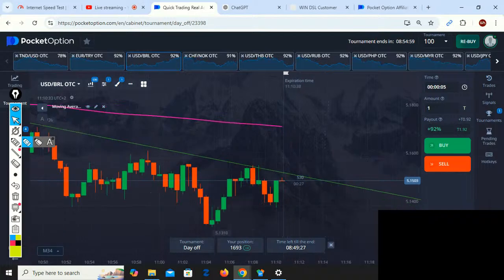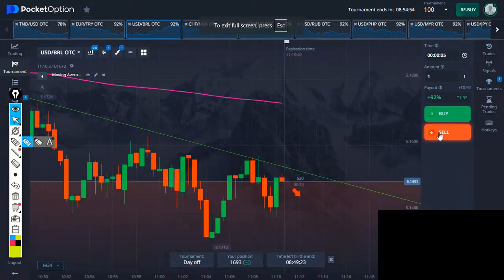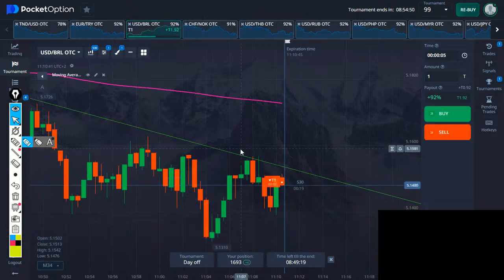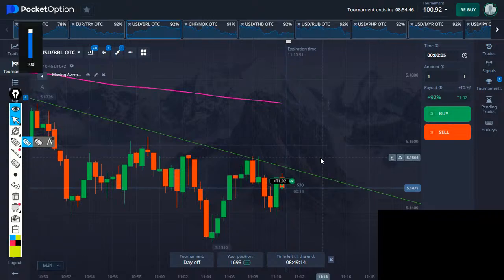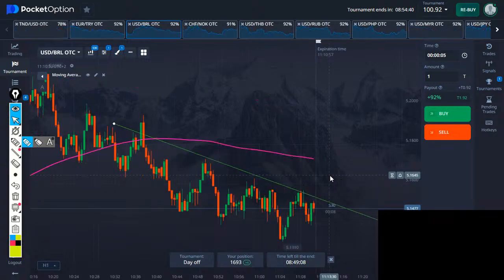All right. So let's go ahead. We have red. Okay, I'm a bit late on this one. However, it's a win. First one of the day. Perfect. Let's go. Let's stick to this trade. I only take sell positions.